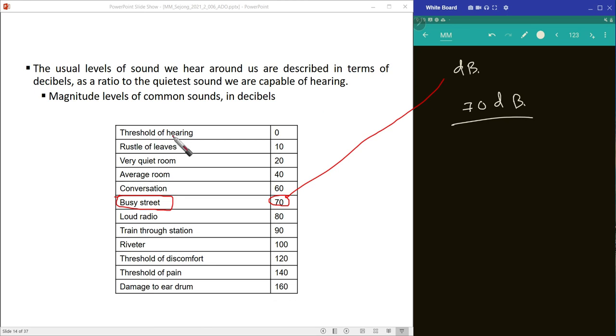If you are in a very silent room, your sound level is basically 20 dB. Now, as you go, for example, a loud radio provides you 80 dB. If you are in a station, it gives you 90 dB sound.